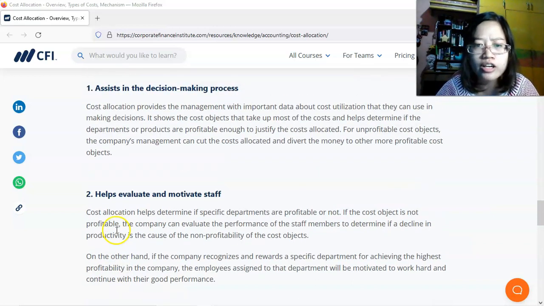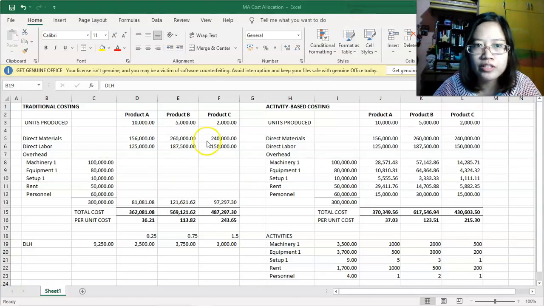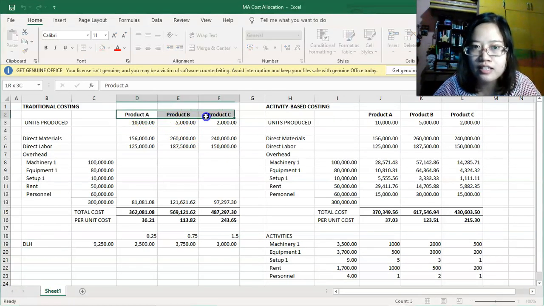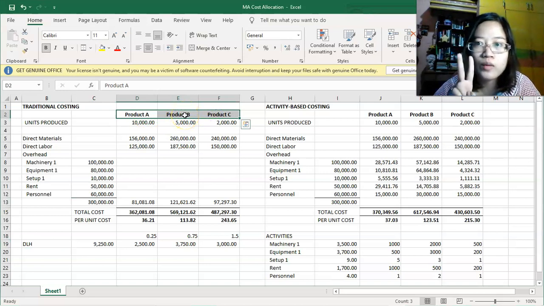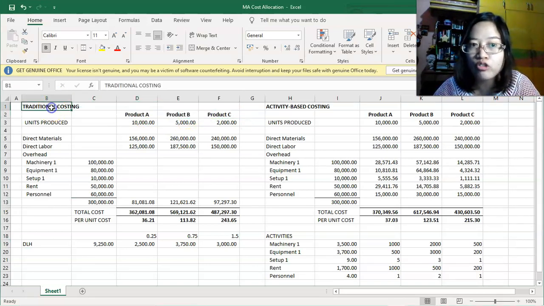So, ayun lang yung sa article. Punta na tayo dun sa example ng cost allocation. Okay, so dito sa example natin, we have 3 products, product A, B, and C. Tapos, dalawang methods yung ipapakita natin. Una yung traditional costing, and then the second one is the activity-based costing.